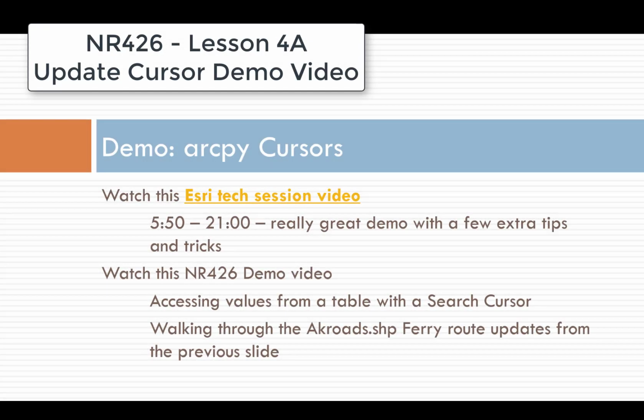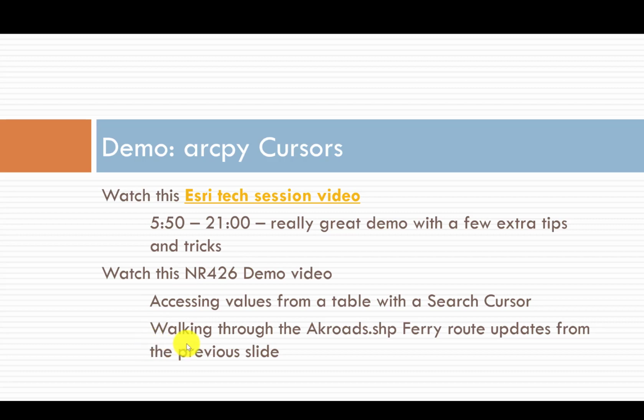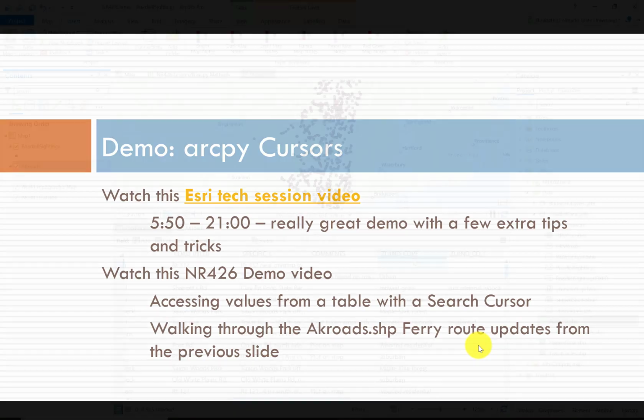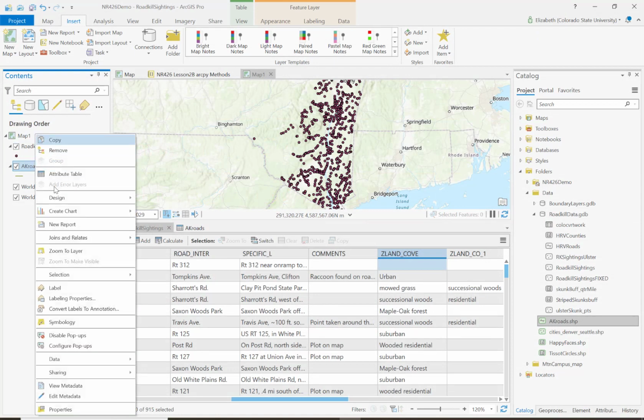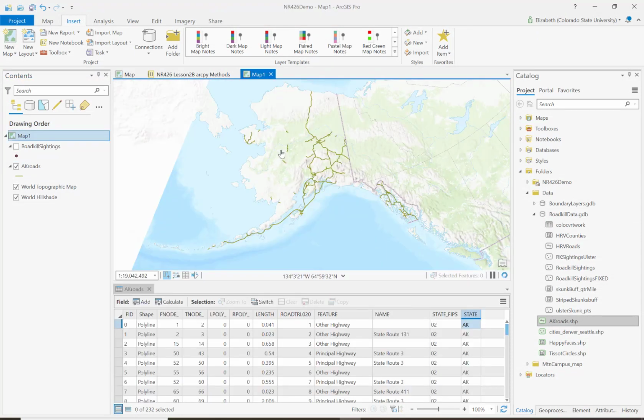In this short demo, we'll be taking a look at the update cursor, where we will be walking through the Alaska Roads ferry route problem from the previous slide. And we'll start out by taking a look at the data in ArcGIS Pro. For the update cursor, what we will be doing is taking a look at the Alaska Roads layer right here.